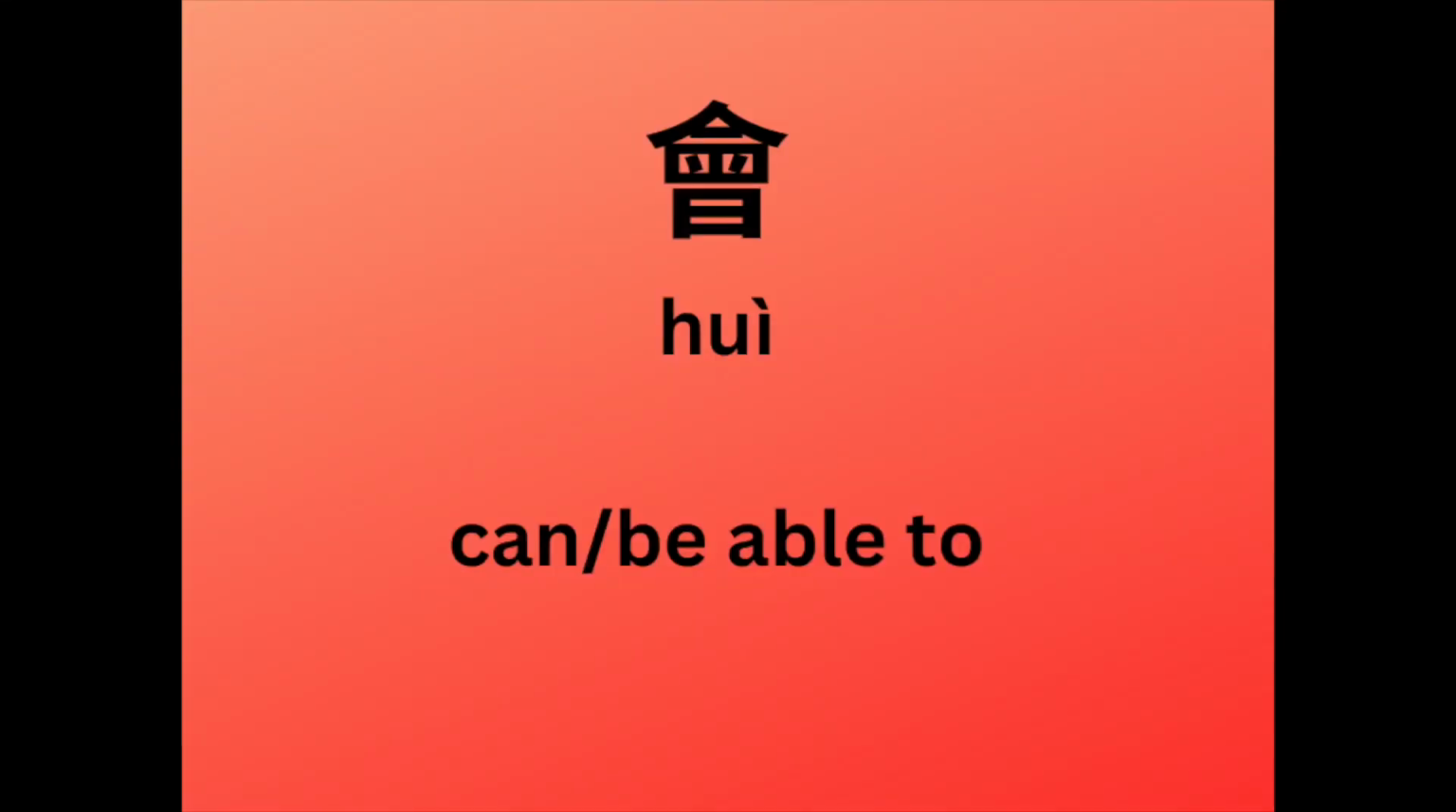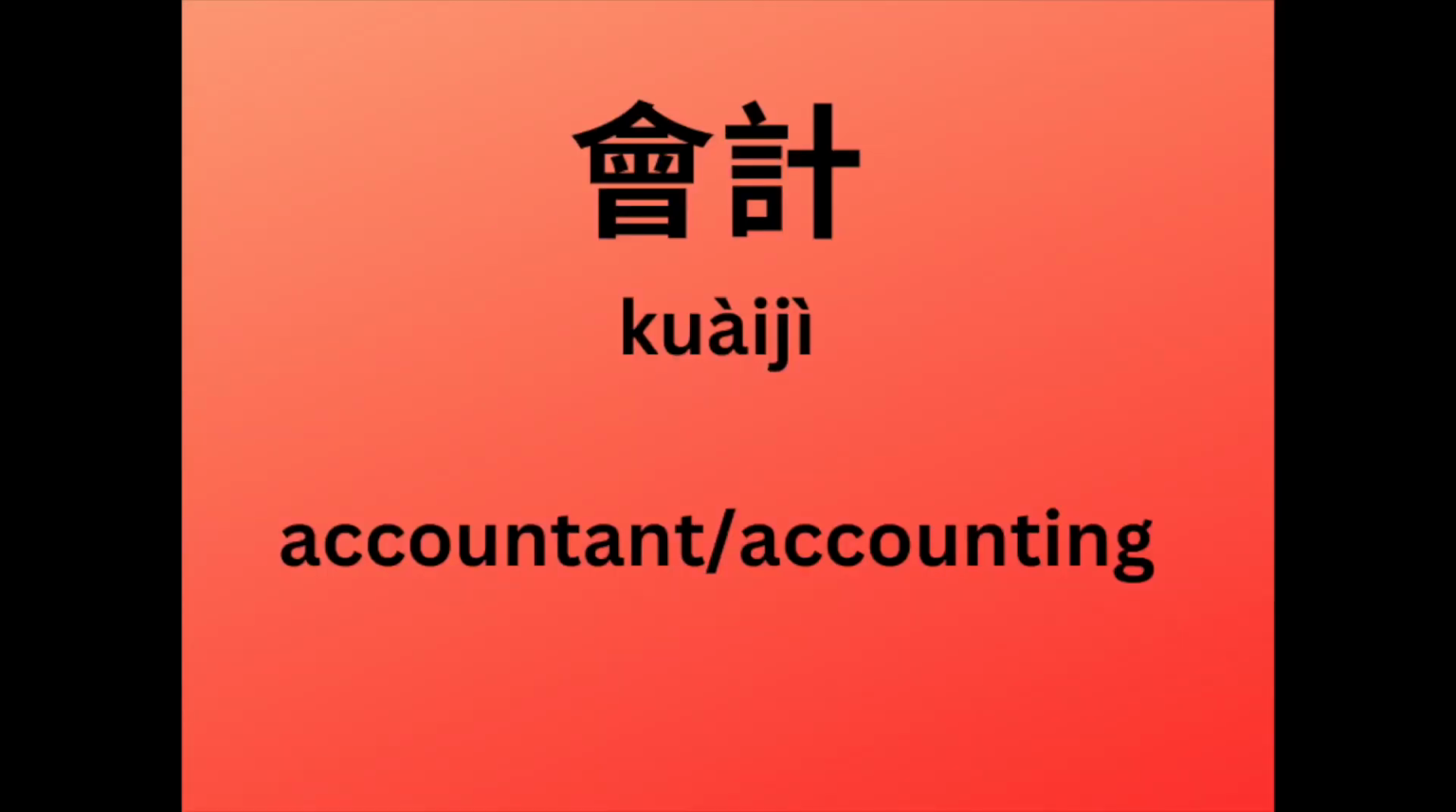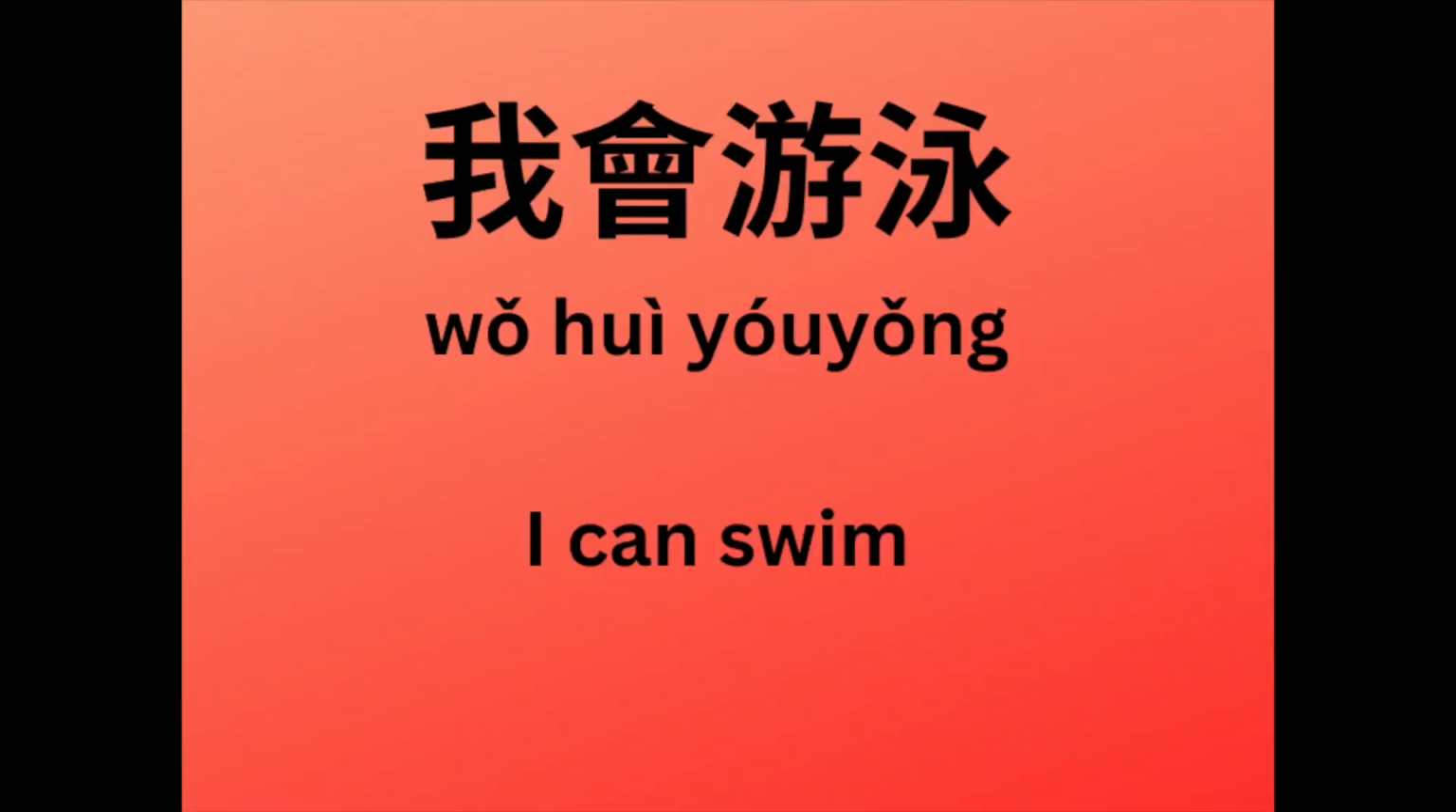Now, there's another word that we can use for the future tense, which is the character 会. 会, on a side note, can also be pronounced as 快. Some characters have different pronunciations. So, this word means accountant and is pronounced as 会计. 会计, which means accountant. But here, this character is pronounced as 会. And 会 can also mean to be able. 我会游泳 means I can swim.